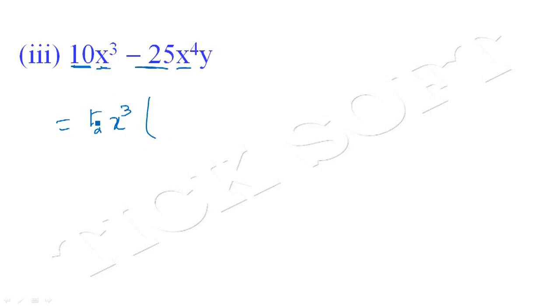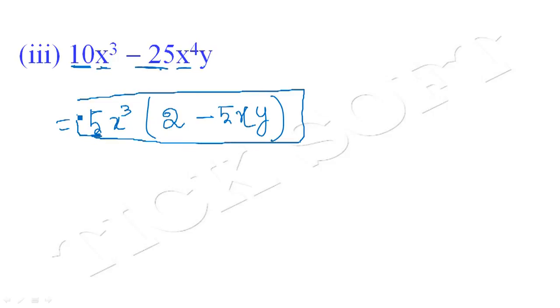Here from this 10 we have taken out the common factor 5. So what will be the remainder here? 2, because when we multiply 5 and 2 we get 10. Here we have x cube, but we have taken that out, so no need to write it down. Minus, so which number should be multiplied with 5 to get minus 25? It is automatically minus 5, because minus 5 into plus 5 gives minus 25. And here we have x to the power 4, but we have taken out x to the power 3, so the remainder will be x, and we have one more variable y. So therefore the answer is 5x cubed into 2 minus 5xy. Hence we have done the factorization.